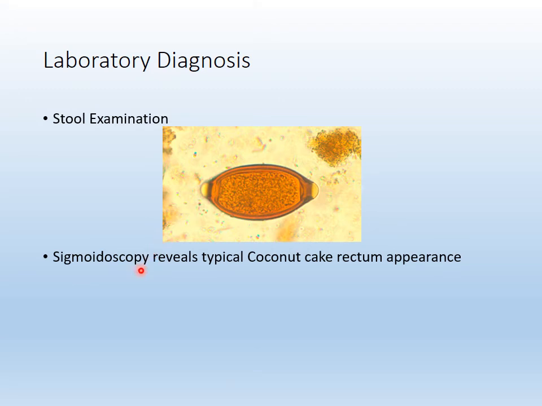Again, another very unique thing associated with this worm is that when a person undergoes sigmoidoscopy, it would give a coconut cake rectum appearance. Why is it coconut cake? Because the rectum is inflamed, and to that inflamed rectum many worms would be attached. The whitish worms would be attached on the rectum, which gives the typical appearance of coconut cake.